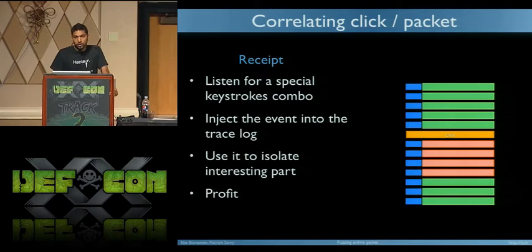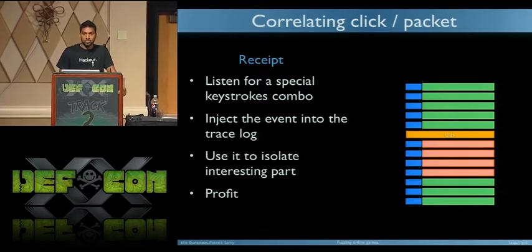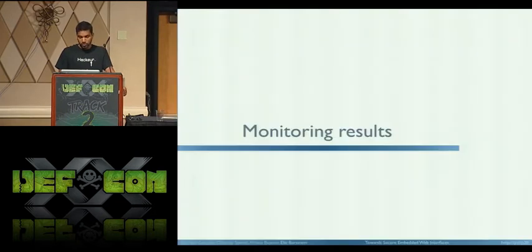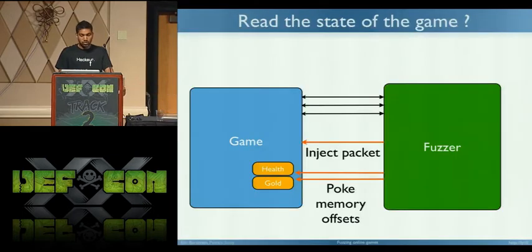Okay, so what about monitoring the results? Remember, the bigger picture is to build a fuzzer, so we need some way to automate the monitoring of the results so that we can build some scripts, for example, that check whether or not we succeeded. So how do I do that? Has my packet affected the game state? To do that, we need to read the state of the game. We have a couple of ways to do that.